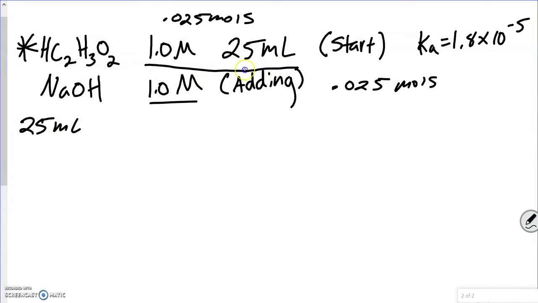And please keep in mind these two volumes are not always going to be equal at the equivalence point. It's the moles that are equal, not the volume, not the molarity. The two volumes just happen to be equal here because our molarities are equal. Again, not usually the case.